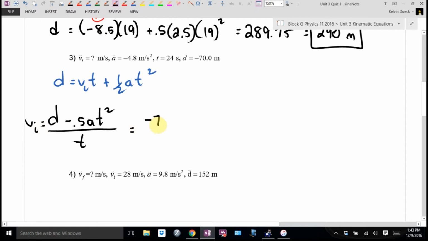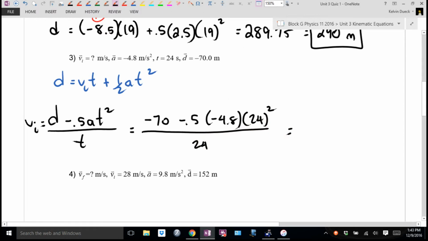It's going to be negative 70. What does that negative 70 mean, Emily? We started 70 meters below from 0. Or we started 70 meters behind the start line. Minus 0.5, negative 4.8. Oh, and we're accelerating backwards or downwards. T, 24 squared all over 24.